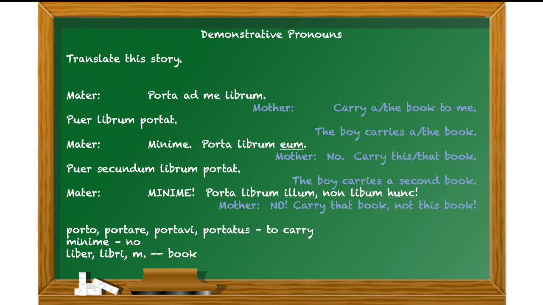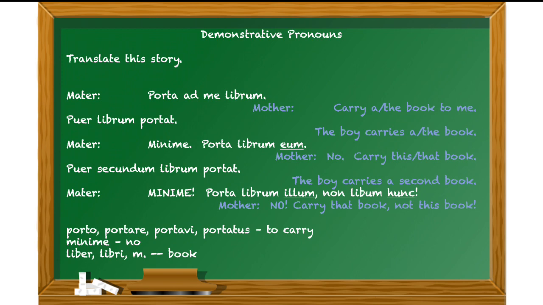Well, apparently it's the wrong one, because mater says, minime, porta librum eum. She says, no. And then she does give a little bit of specificity with eum. But it's still not 100% clear. It could mean carry this book, or it could mean carry that book. So the boy tries again. Puer secundum librum portat. The boy carries a second book.